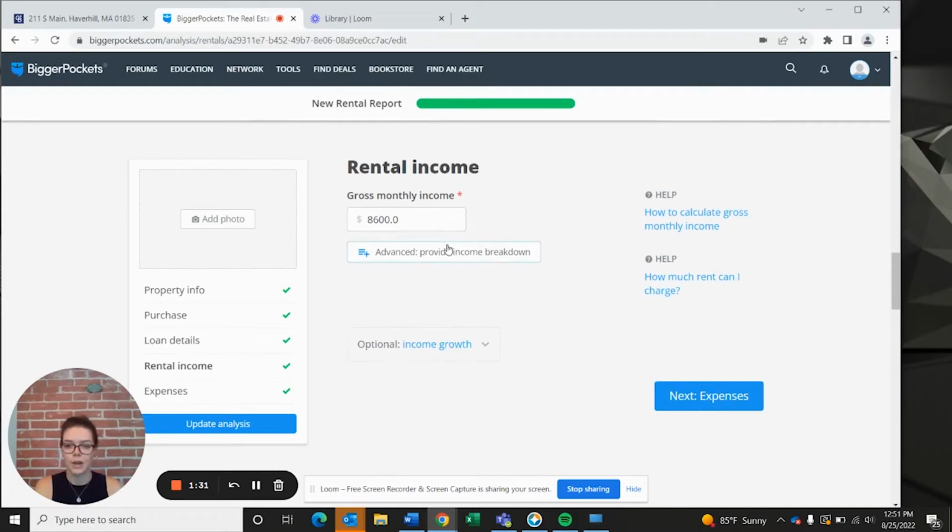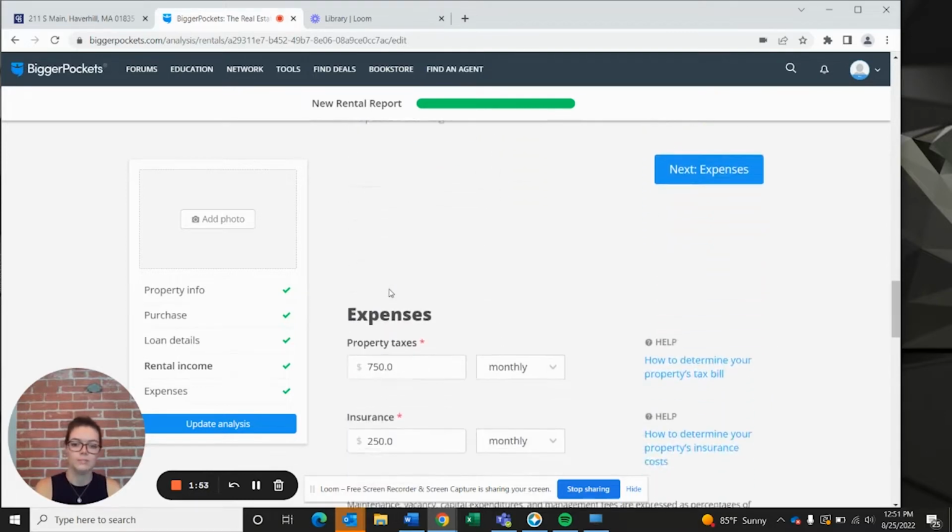For rental income, we simply use Google. Google comparable rental units in the area that you're looking for with the same number of bedrooms and bathrooms, and input that. So we estimate $860,000 for all of the units in this property. Again, this is super conservative. We always go a little bit lower than what the market value is.